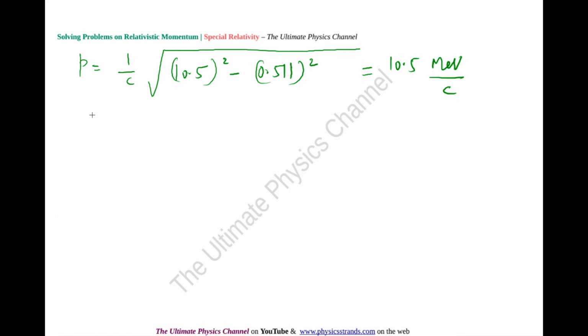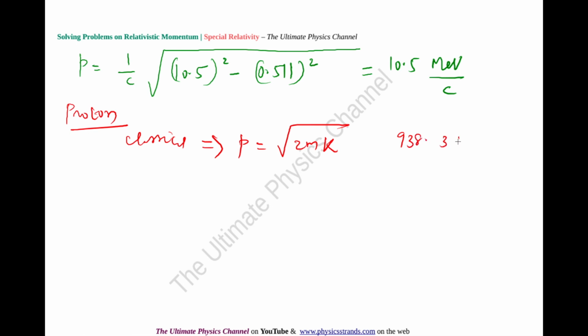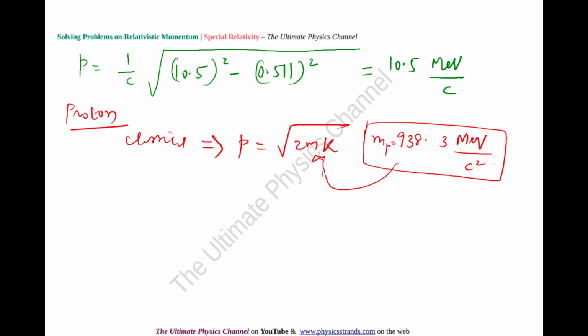So using the same two expressions for classical and relativistic momentum, for the proton also I can do. Classical P for the proton would be P equal to the square root of 2mK. Here the rest mass for the proton is 938.3 MeV over c squared, the rest mass in MeV per c squared units. If I substitute that number here, and K I will retain as 10 MeV, I get P equal to the square root of 2 times 938.3 multiplied by 10. So I will get 137 MeV per c.